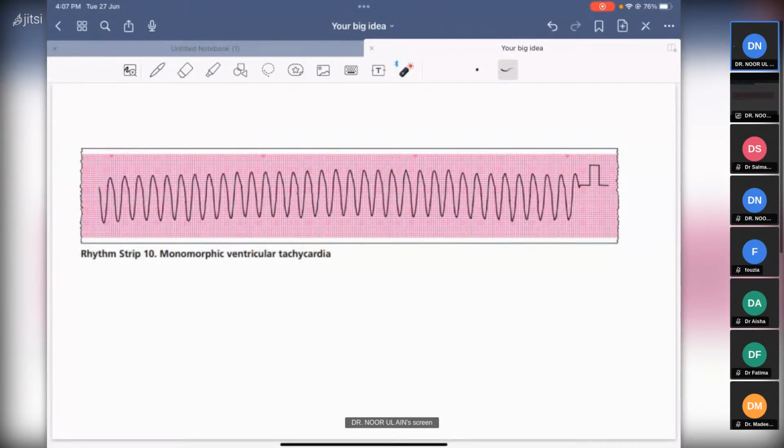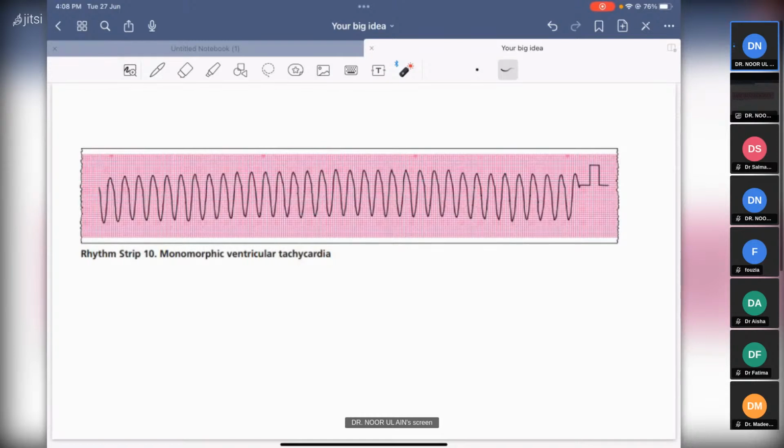So the first question was, is there any electrical activity? Yes, there is electrical activity. What next? What is the heart rate? This is a tachycardia. Is the QRS rhythm regular or irregular? Kind of regular, looks regular, exactly. What is the QRS width? Is it normal or is it broad?